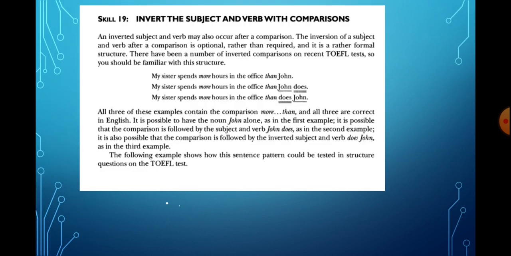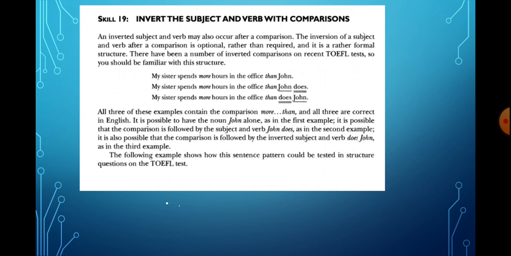If you look at the three sentences here: my sister spends more hours in the office than John. Just a normal sentence. My sister is the subject, spends the verb, more hours just the comparison, in the office than John. This is just a normal sentence with comparison. Or we can say, my sister spends more hours in the office than John does. So here, John does adds a helping verb after John, which is also possible in comparison. Or you can say, with inversion, my sister spends more hours in the office than does John.